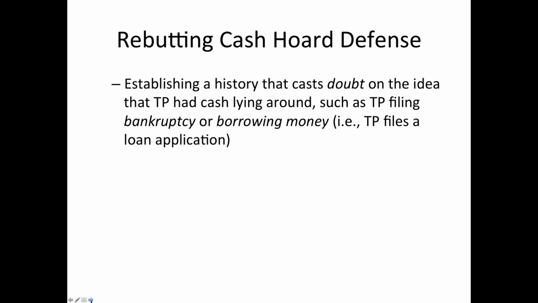Establishing a history that casts doubt on the idea that the taxpayer had cash lying around, such as a taxpayer filing bankruptcy or borrowing money. And I've got to tell you, these cases are borderline on the absurd. I mean, I have seen and read opinions that you just cannot imagine. And in one case, and this is what reminds me of it, the fact that the taxpayer made a bankruptcy filing. The taxpayer defendant in a criminal prosecution alleged that the cash hoard came from an earlier tax year.